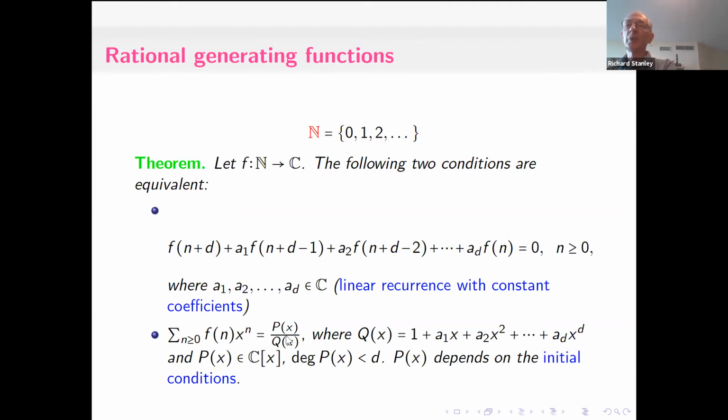It's a quotient of two polynomials, and the denominator is essentially given by the coefficients of the recurrence. The numerator is a p(x). If this recurrence holds for all n greater than or equal to 0, then the degree of the numerator will be less than the degree of the denominator, that is less than d, and that depends on the initial conditions.